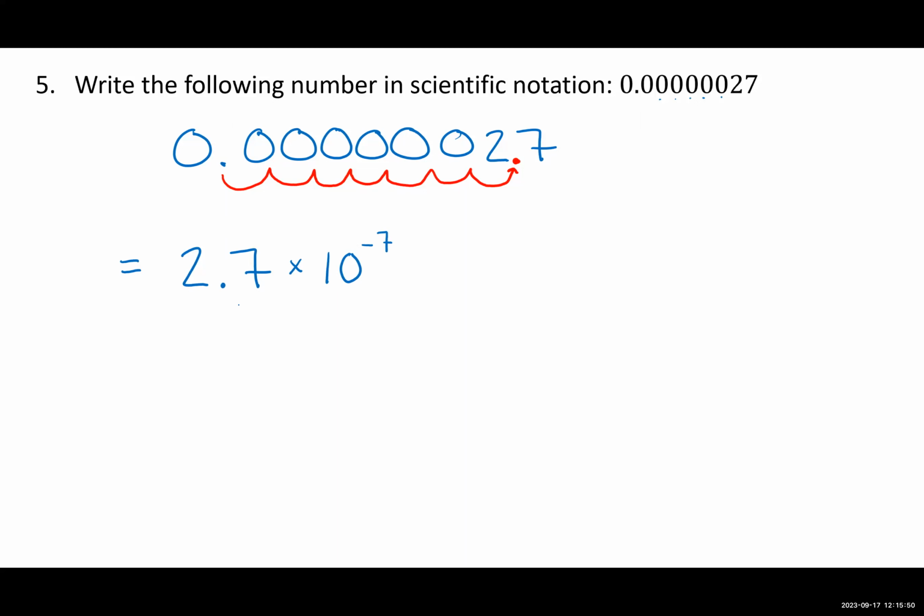If we take the number 2.7 and multiply it by 10 to the negative 7, that means we're actually multiplying by 1 over 10 to the 7th, or dividing by 10 seven times. All right, so that does it for these five problems, classwork P.2.